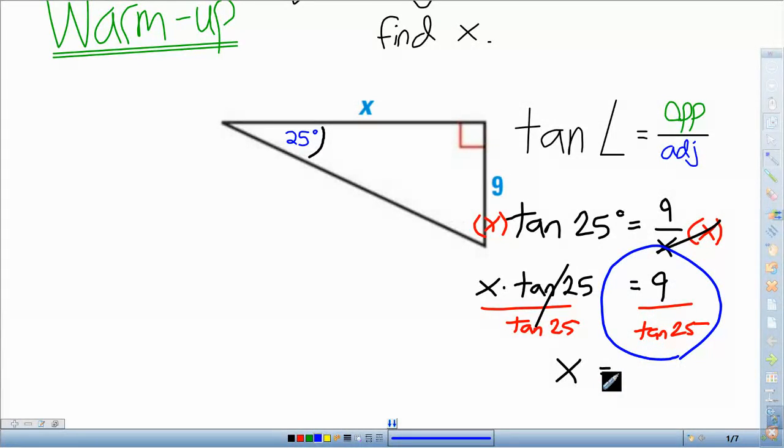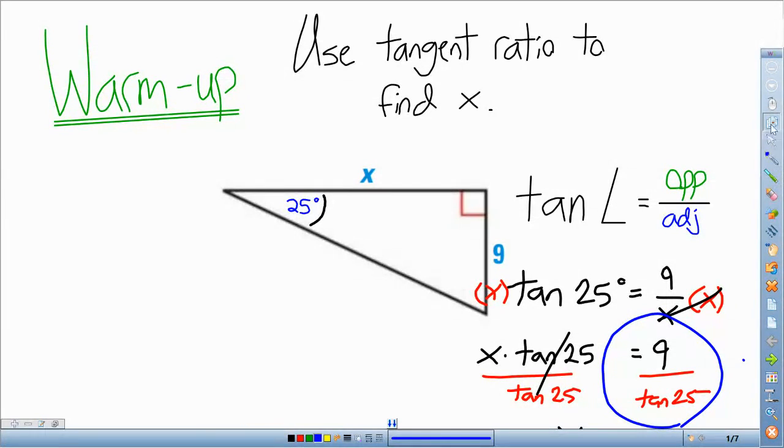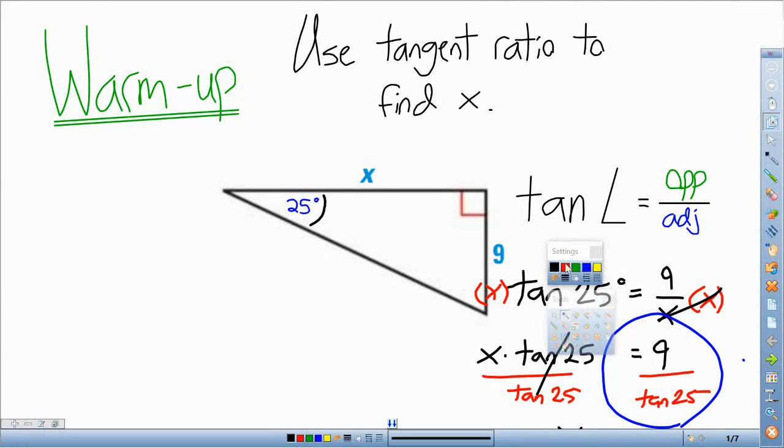All right, so again, I recommend getting a physical calculator, from the library, from Amazon, whatever. But if not, you can use the GeoGebra scientific calculator. So let's go and try it out. So we have 9 divided by tangent 25. Oops, that put in way more. Okay, looks like we're getting 19.30. So that 3 is not rounding up to a 4, it's just staying a 3. So 19.3 is our answer.